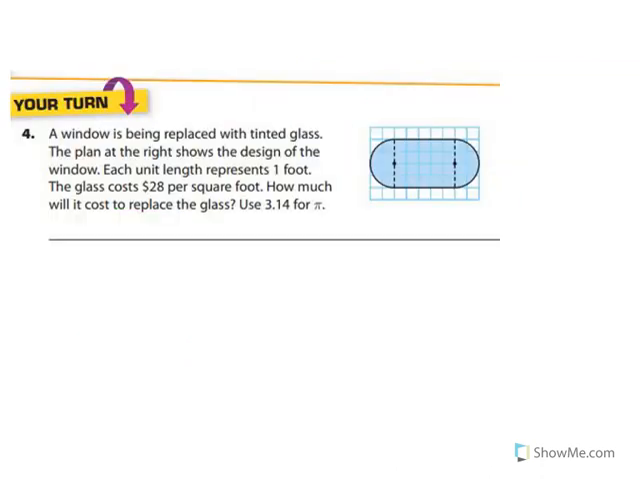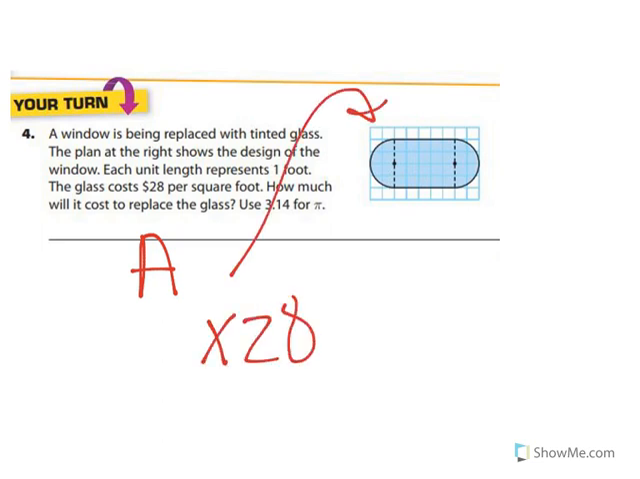Alright, so good practice for you guys here. Windows being replaced with tinted glass. A plan at the right shows how to design a window. Each unit length represents 1 foot. The glass costs $28 per square foot. So just like we did before, find the area first of your composite figure, and then we're going to use the units and times it by 28.